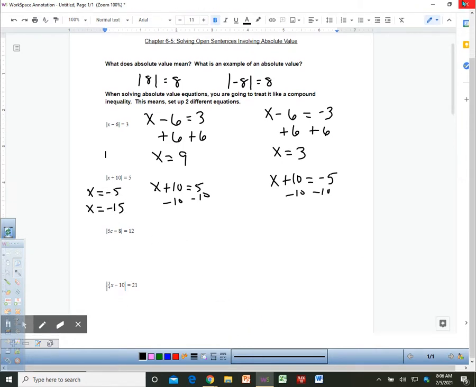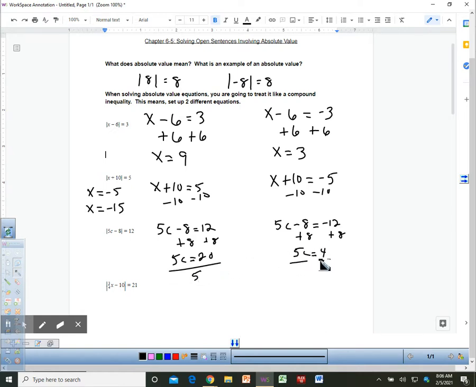Okay, looking at the next one. Same thing. We're going to set this up like we normally would. So we have 5c minus 8 equals 12. And 5c minus 8 equals negative 12. Now, we're going to add 8 because we got to get rid of all of our addition and subtraction. So 5c equals 20, 5c equals 4. So we're going to divide both these by 5. So c can either be 4 or c could be 4 over 5 because I can't take 4 to 5 and get a whole number, so I'm just going to leave it as a fraction.